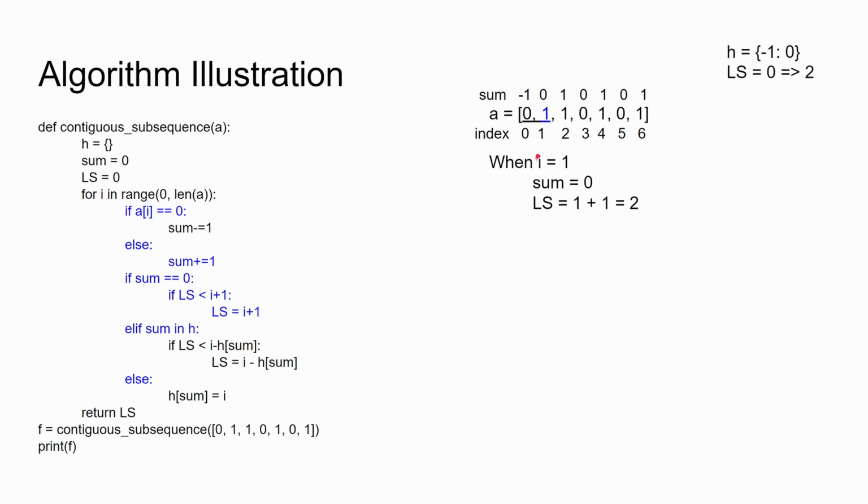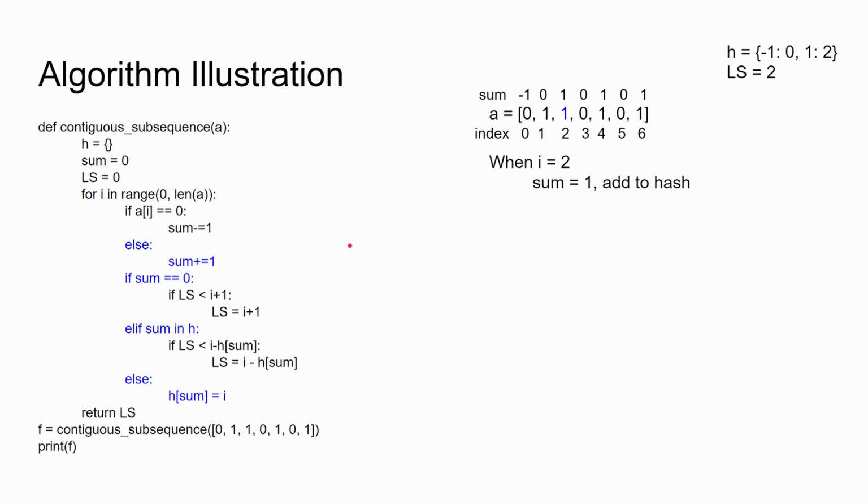When i is 1, A[i] is 1, so it will increment sum by 1. Because sum is 0 after doing that, it will use the index, which is i plus 1, because i counts 0 as an index, so it needs to add 1, so 2. Because 2 is bigger than 0, it will now make that ls. So now ls is 2.